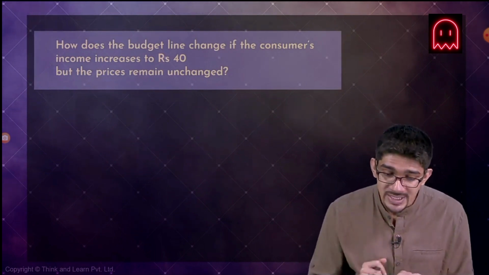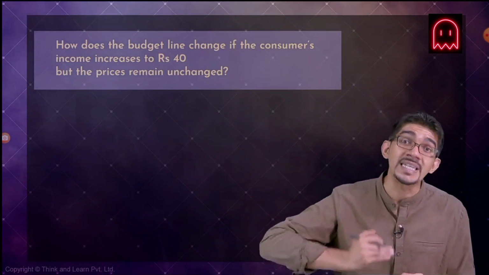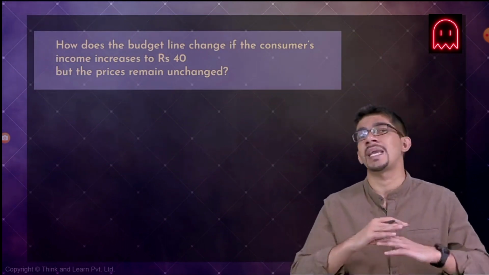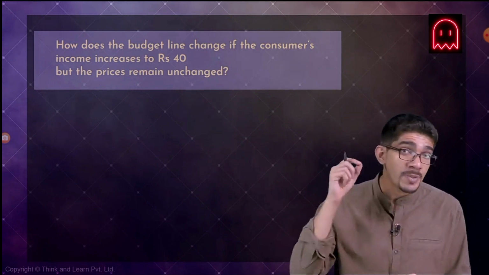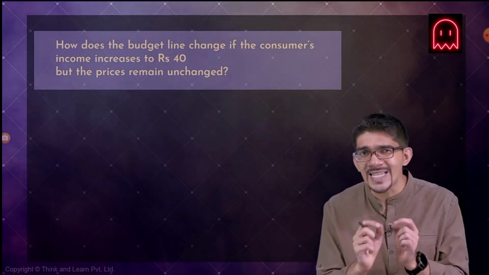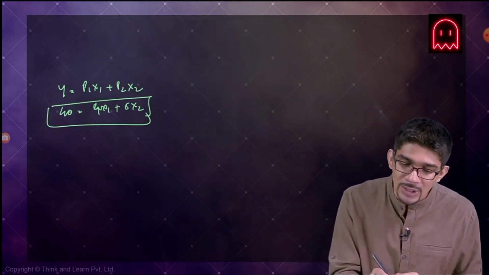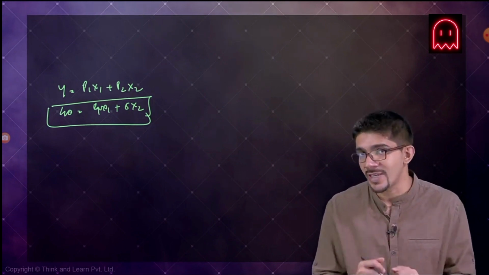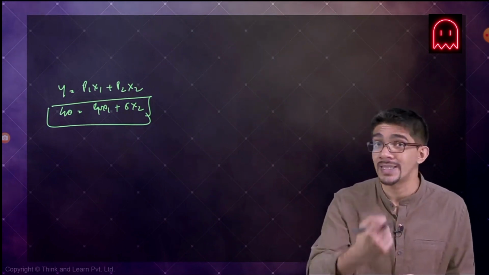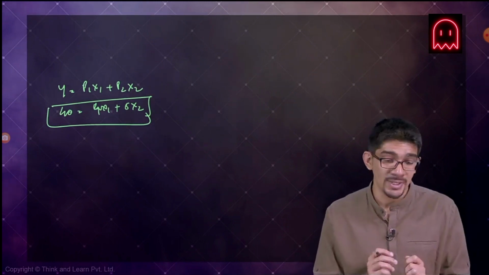So the second question is, how does the budget line change if the consumer's income increases to rupees 40 but the prices remain unchanged? So our P1, P2 remain the same, only our Y changes. So let's just change the equation now. What do we get? We just get 40 equals 4x1 plus 5x2, which is our new budget line equation. Now how would the budget line look like? Let's plot it and see once.